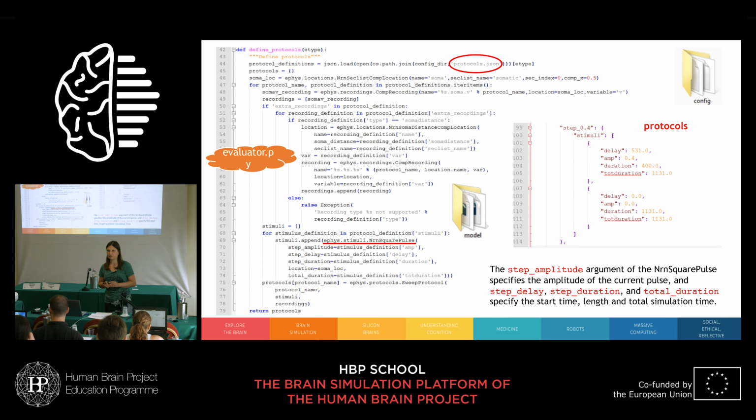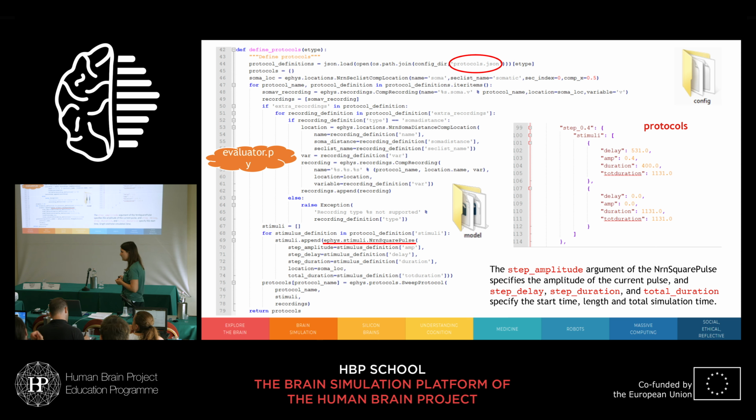Going back to the config folder, there's a protocols file where the protocols are specified, and again there's a function reading these protocols.json. And the step amplitude argument of this neuron square pulse attribute of the IFIS class corresponds to the amplitude of the current pulse, like here in the JSON file.